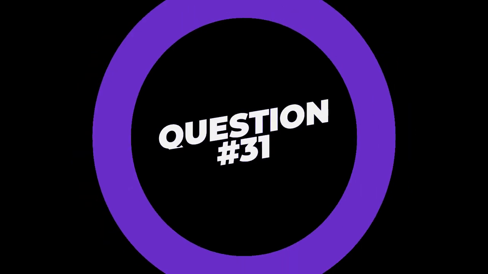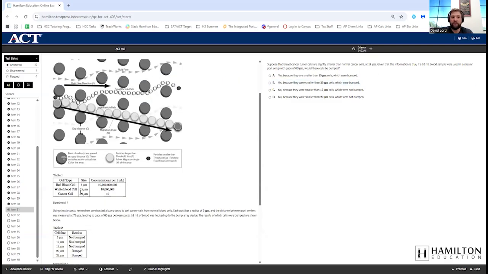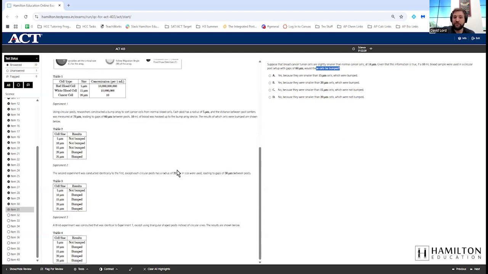All right. Question 31. Suppose that breast cancer tumor cells are only slightly smaller than normal cancer cells at 14 micrometers. So again, that's also smaller than the white blood cells too. Given the information, if a 10 milliliter blood sample is used in a circular post-op with gaps of 60, would these cells be bumped? So how can we figure that out? We have to find the experiment that did that. So we can't look at experiment 2 because the gaps were 30. We can't look at experiment 3 because those were triangles. So we probably want to look at experiment 1. So it said circular post, radius 5, the distance between the posts was 70, leading to gaps of 60. So this is basically telling you to look at experiment 1.